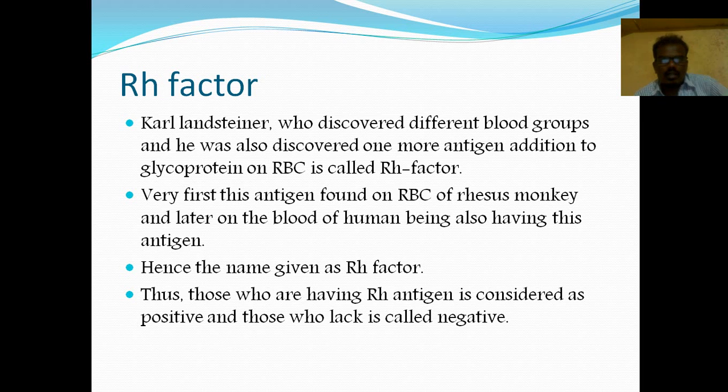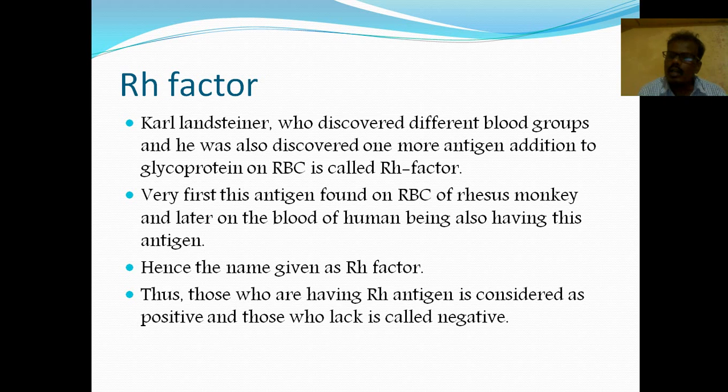Carl Landsteiner, who discovered the different blood groups, also discovered one more antigen, in addition to the glycoprotein on the RBC, which is called the RH factor.